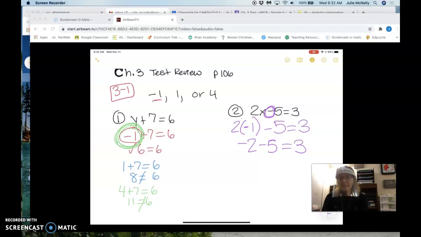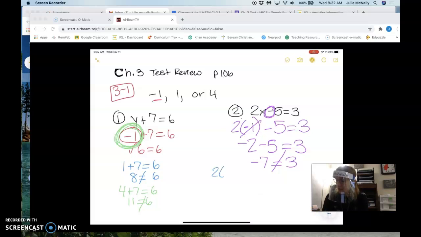Oh, okay. All right, so -2 minus 5, anybody? Okay. The signs are the same, so I'm going to add the numbers. -7, and the answer keeps the sign. Does -7 equal 3? No. So -1 did not work. So we'll try a different one.